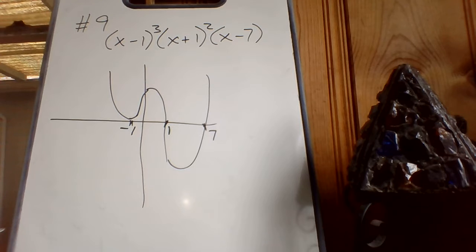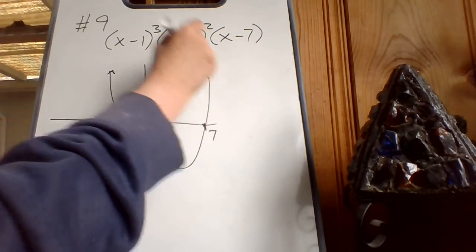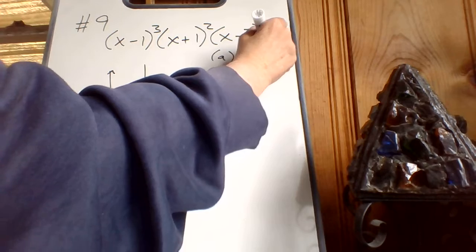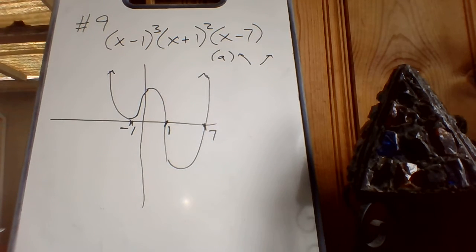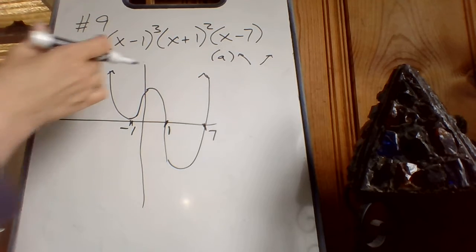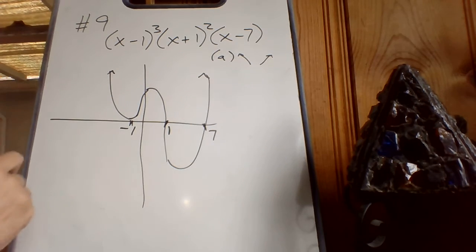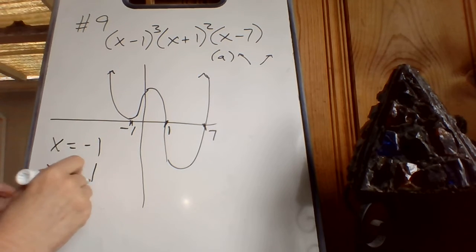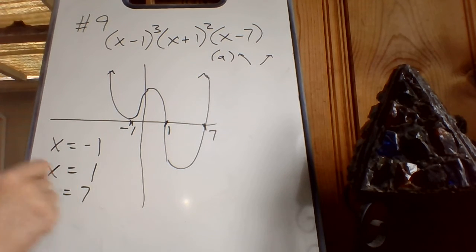Now I'm going to go up to part A. State the end behavior. That's the arrows, which were right here and right here. So on part A, I could just go something like that. Part B, x-intercepts, that's kind of what I was doing a minute ago when I wrote all of these on here. X equals -1, x equals +1, x equals 7.